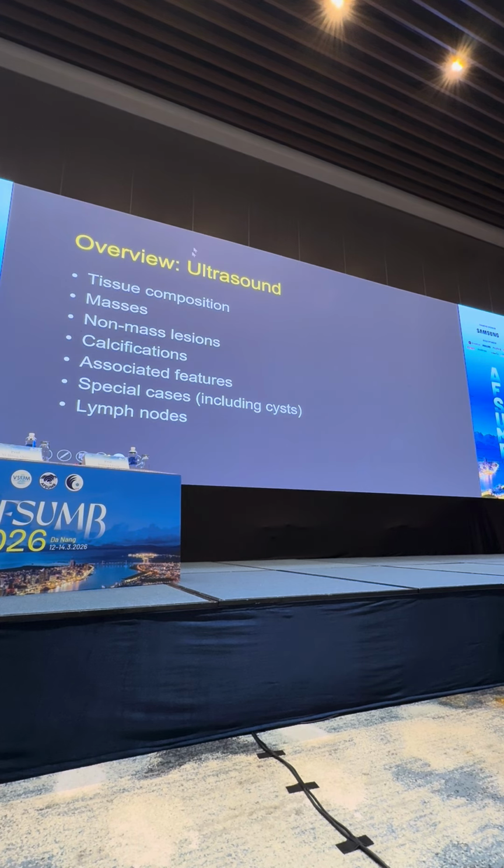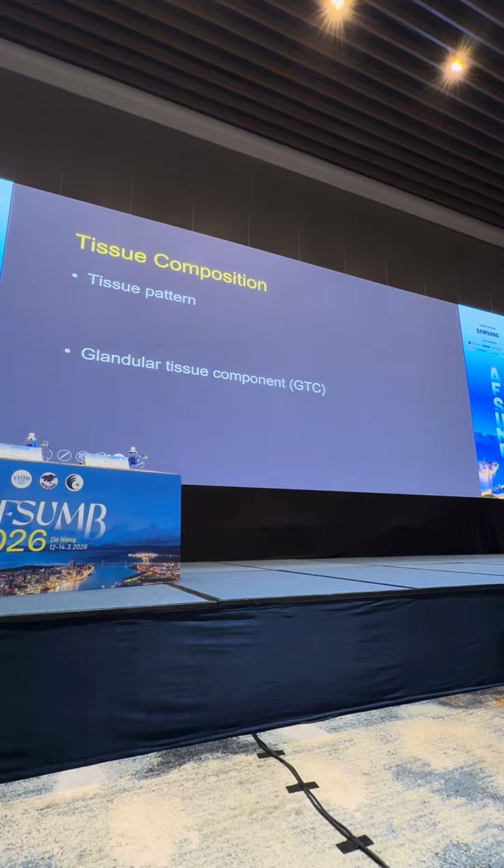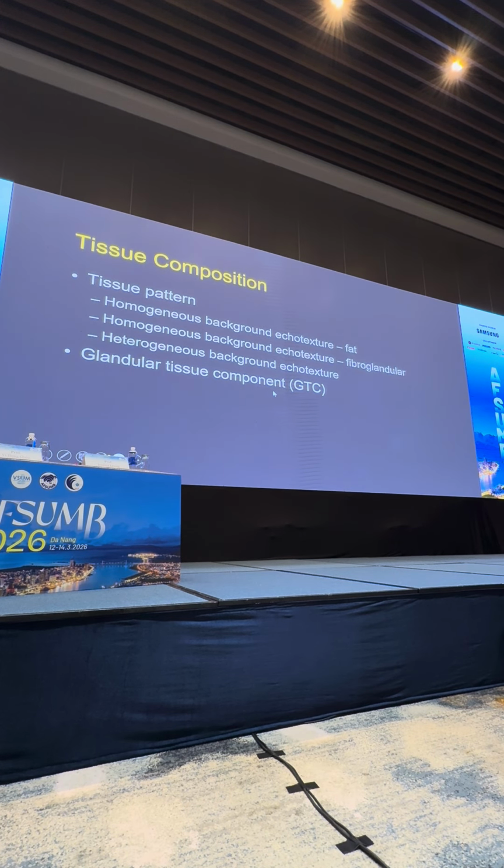But now let's start with tissue composition. Tissue composition is divided into two parts. Part number one, tissue pattern. Part number two, a new element called glandular tissue component, or GTC. The tissue pattern was previously present in the 5th edition, so these are the same terminologies: homogeneous background echotexture, fat; homogeneous background echotexture, glandular; and heterogeneous background echotexture. This is the same as in the 5th edition, so not new.